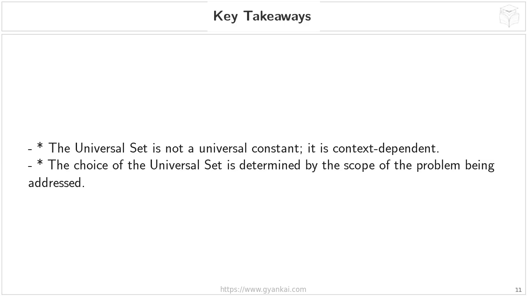Secondly, the choice of what to include in the universal set is determined by the scope of the problem being addressed. Scope just means what the problem is asking you to focus on. If a problem is about identifying prime numbers, your universal set might be all whole numbers. But if it's about prime numbers less than 20, your universal set becomes much smaller, just the numbers from 1 to 19. It's all about what the problem is asking you to consider.